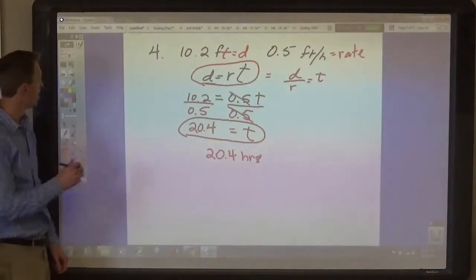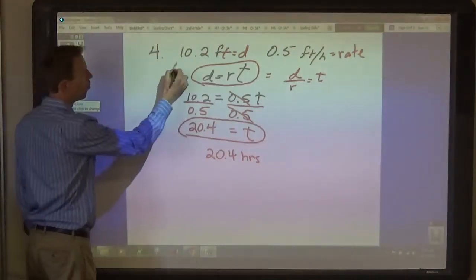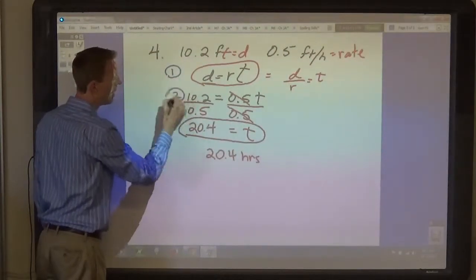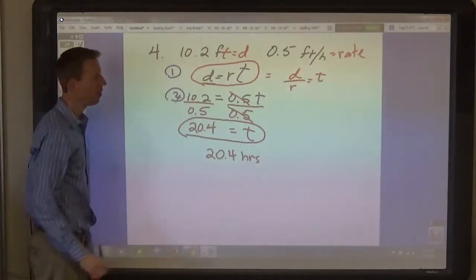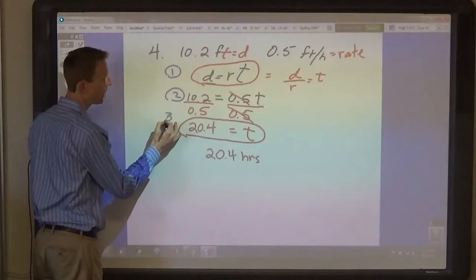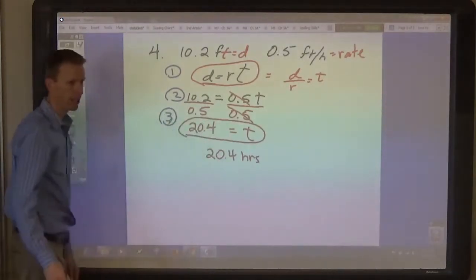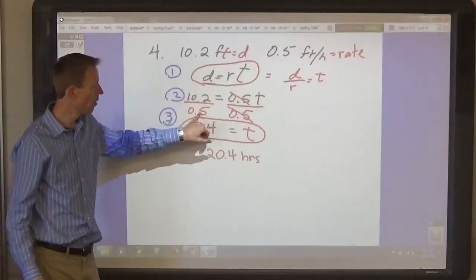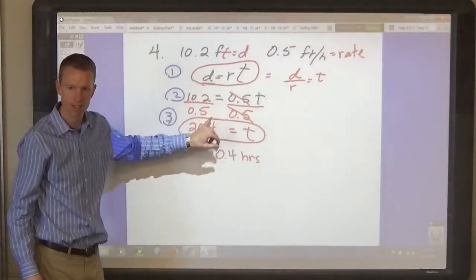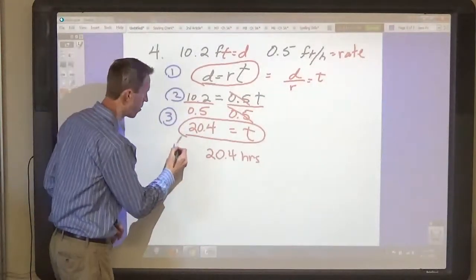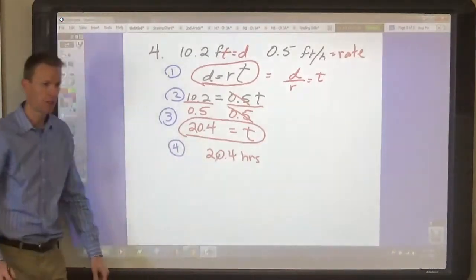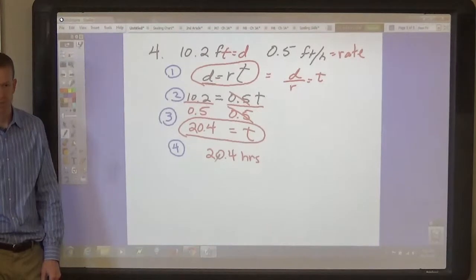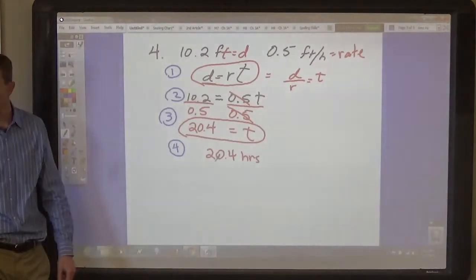Yep. And so this will be worth 1 point for writing the formula, 2 points for writing it into the formula, 3 points for getting the solution, for solving it, either using the transformed formula or solving the equation, and then 4 points for writing it with the label. Okay? 4-point question. Any questions on that?